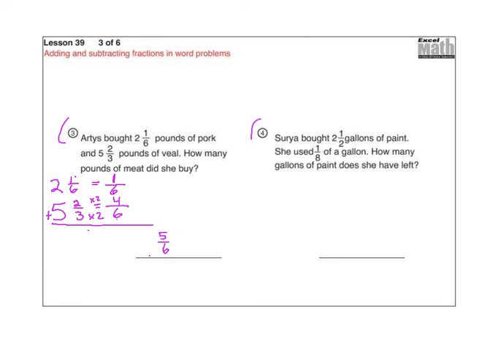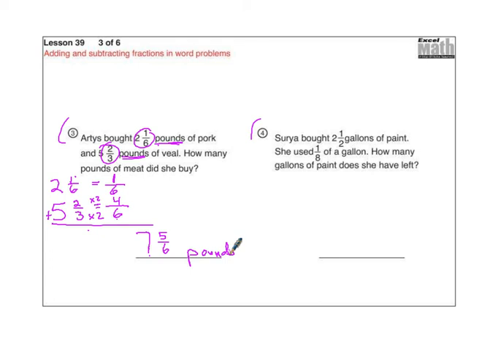All right, so 5 plus 2 is 7. 7 and 5/6. Is that the answer? Am I finished with this problem? No, I'm not done yet because I need a label on it. So here are the numbers with the labels found right after it. So the answer on the label is pounds.